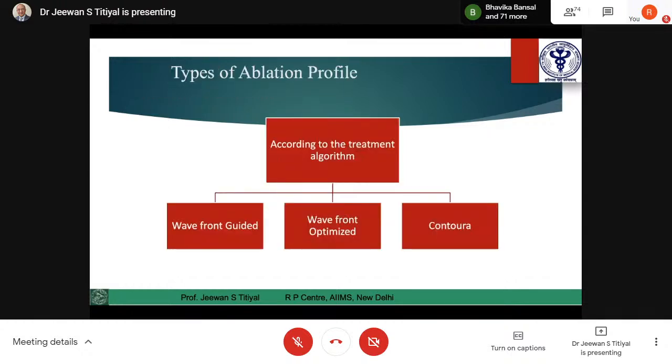Let me take you to the ablative procedures. What type of ablation we do for these patients. I think by this time I've covered the history taking and the important examination and investigative points. Is there any question from people, Dr. Agam?